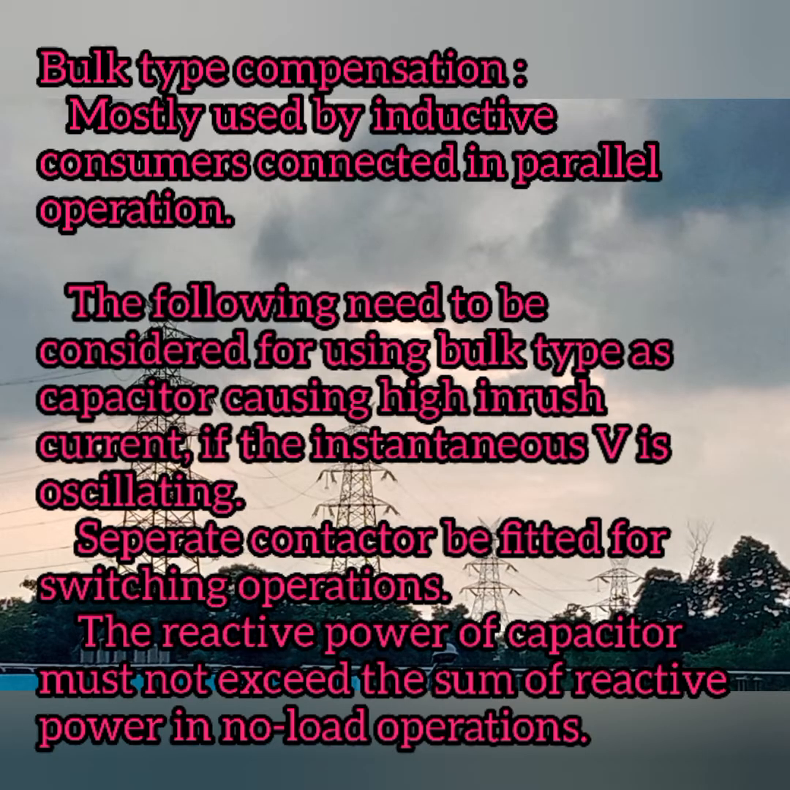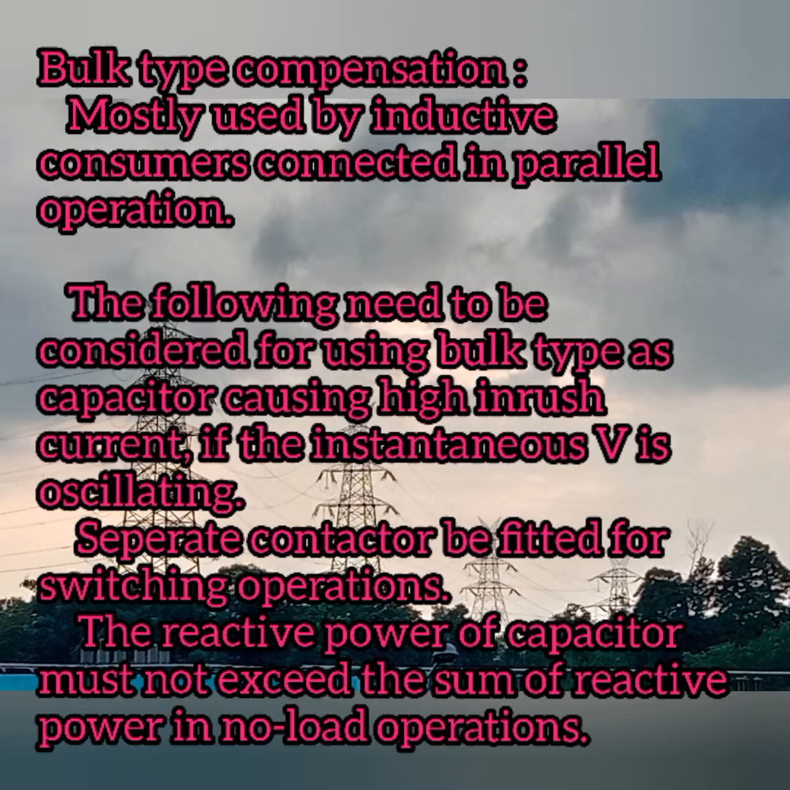Next is your bulk type compensation. This is mostly used by inductive consumers connected in parallel operation. The following need to be considered for using a bulk type, as a capacitor causes a high inrush current. If the instantaneous voltage is oscillating, then a separate contactor will be fitted for switching operations of your reactive power. Then the reactive power of the capacitor must not exceed the sum of the reactive power in the low load operations. So these are all the considerations of your bulk type compensation.